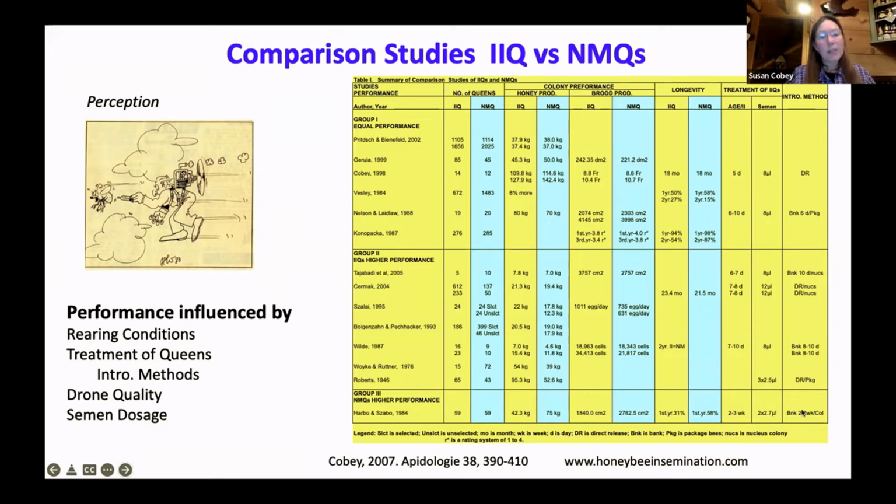So if you're going to do this, make sure that you pay attention to the care of those queens, because that will really influence your performance of these queens.